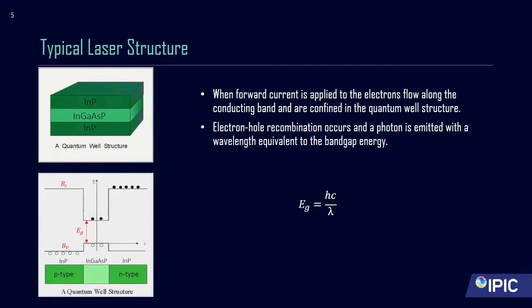So here is an example of a very simple laser structure. The active region of the laser would be made up of multiple layers creating multiple quantum wells. One such quantum well is shown here. It's made up of two layers of indium phosphide separated by a layer of InGaAsP. So what this does is it creates a double heterojunction here, which effectively creates a quantum well between the band gap energies of the layers. So when forward current is applied, the electrons flow along the conduction band and are confined within the quantum well structure here. Electron-hole recombination occurs and a photon is emitted with a wavelength equivalent to the band gap energy.